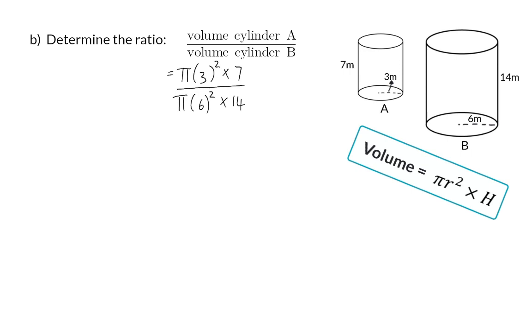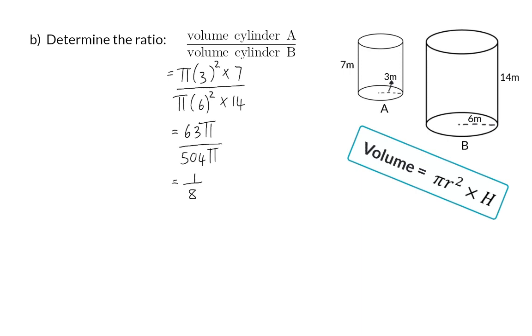Again, I'm going to write down the volumes in terms of pi. The volume of the smaller cylinder A is 63 times pi, and the bigger cylinder will be 504 pi. And simplified, this is a ratio of 1/8. So the volume of the bigger cylinder is 8 times bigger than that of the small cylinder.